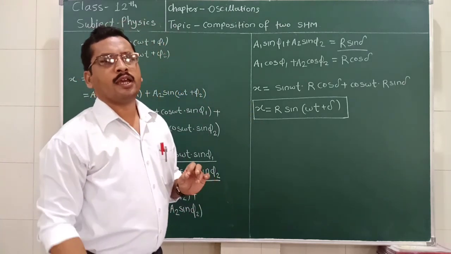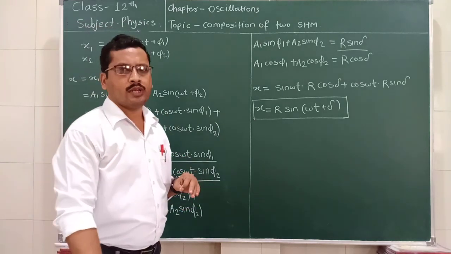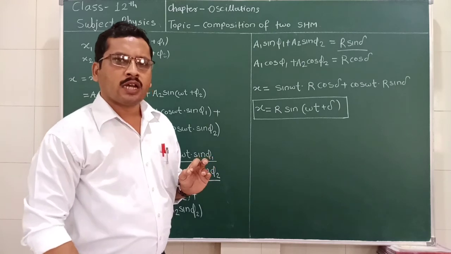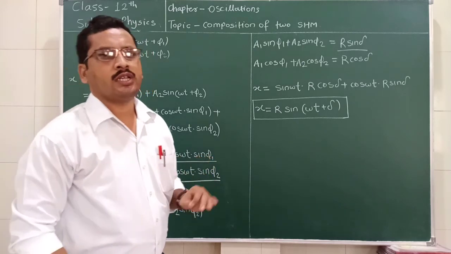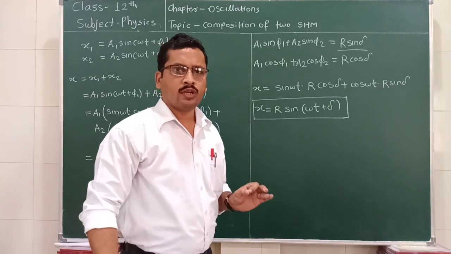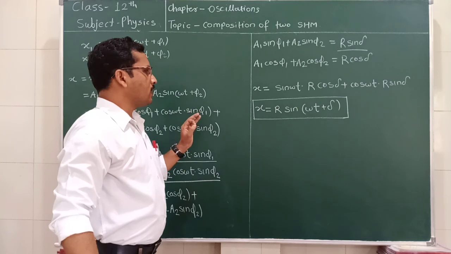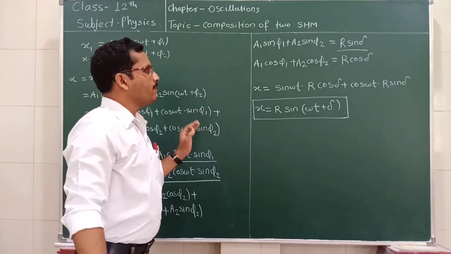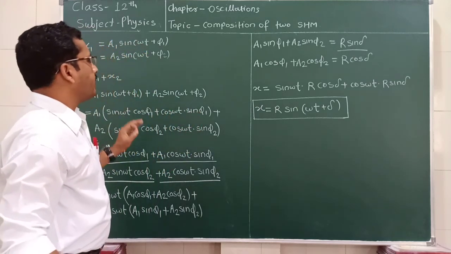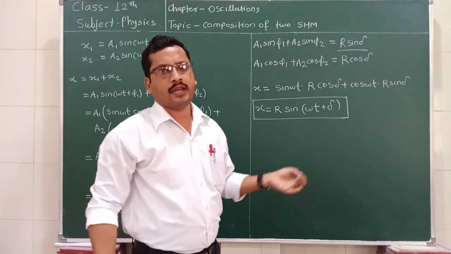So we can conclude from this that when two simple harmonic motions are combined with each other, they give another simple harmonic motion. So here we derive a simple relation, or we conclude a simple conclusion, that the composition of two SHM is nothing but another SHM.